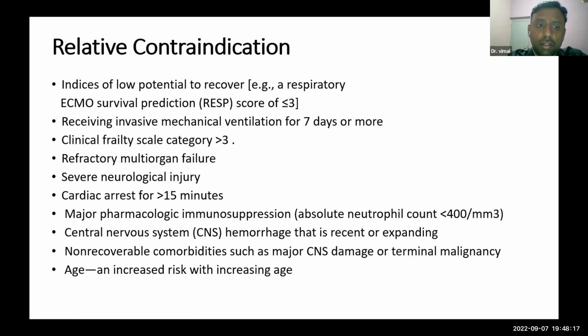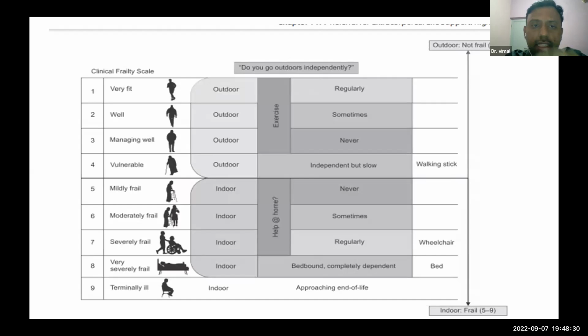This I would advocate along with the age. So age is not an absolute contraindication. Age along with clinical frailty scale. This gives an insight into the patient's functional status, how active the patient was before contracting the illness. So based on that, one can take a call on initiating the ECMO. So if the patient was not very active, bed-bound, then the outcomes are very poor in this set of patients.